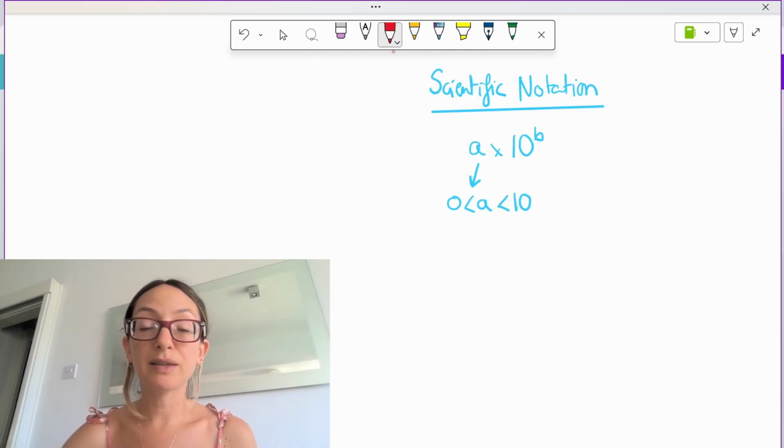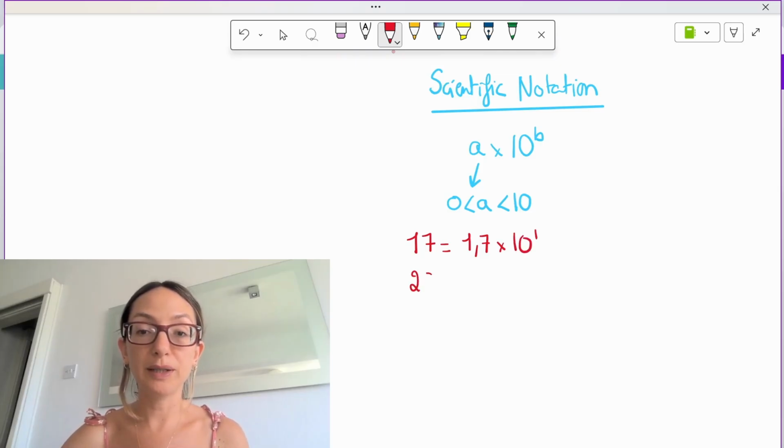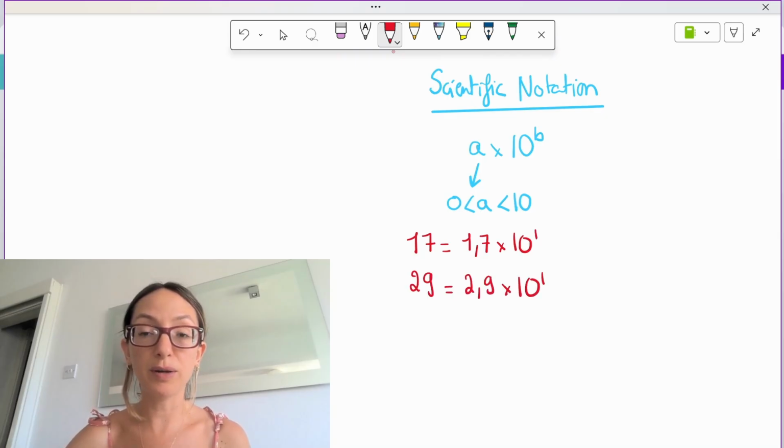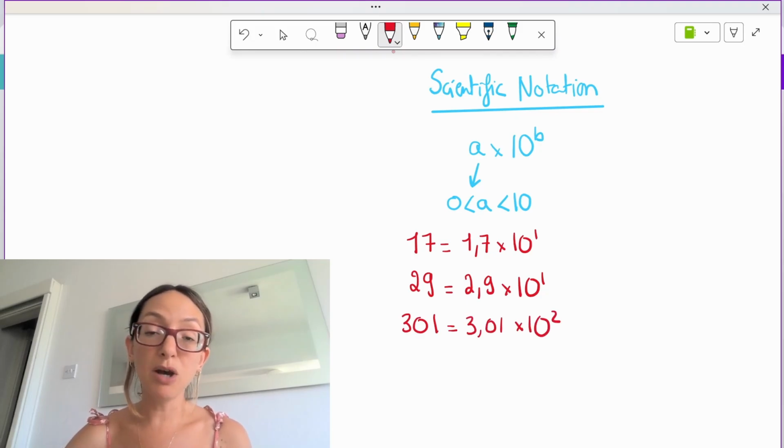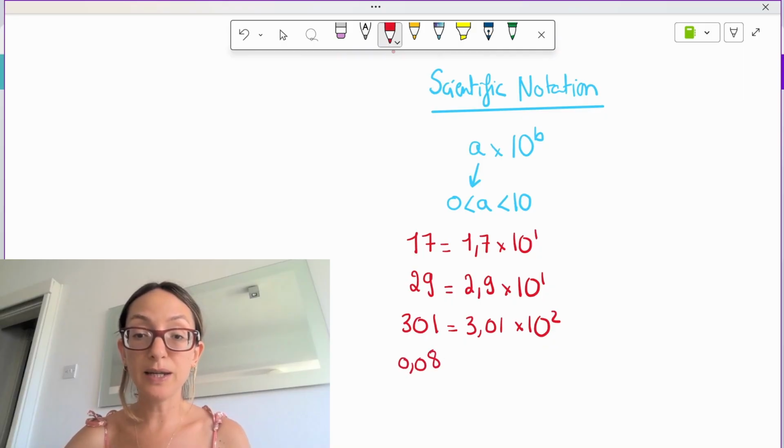So for example, if we take the number 17 and we want to write it in scientific notation, that would be 1.7 times 10 to the power of 1. If we take the number 29, for example, that is 2.9 times 10 to the power of 1. The number 301 is 3.01 times 10 to the power of 2. Now, if you take a smaller number, let's say 0.08, to express this, we're going to have negative powers of 10 because this number is less than 1. So we're going to get 8 times 10 to the power of minus 2.